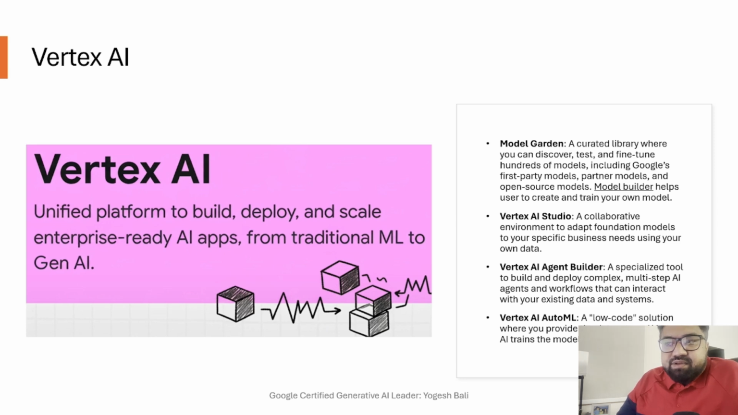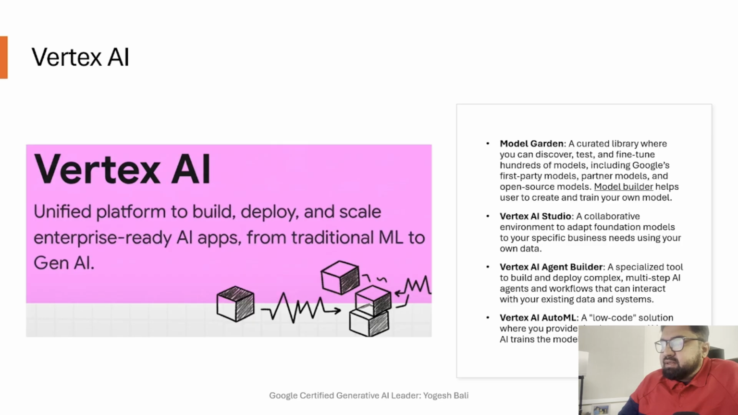Vertex AI is also a unified platform to build, deploy, and scale enterprise-ready AI apps, from traditional ML to generative AI. It is enterprise ready. Whereas Google AI Studio is for beginners or learners, Vertex AI is for making enterprise solutions. In Vertex AI, we have Model Garden, where we have hundreds of existing AI models, and we can also create our own model using Model Builder.